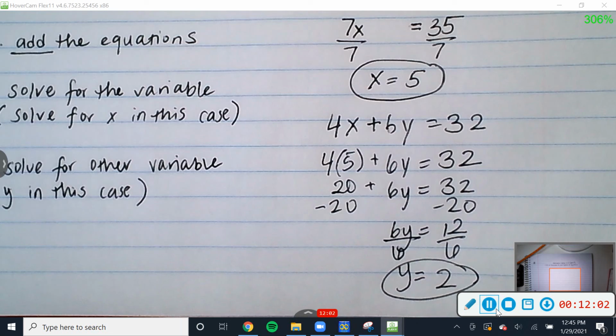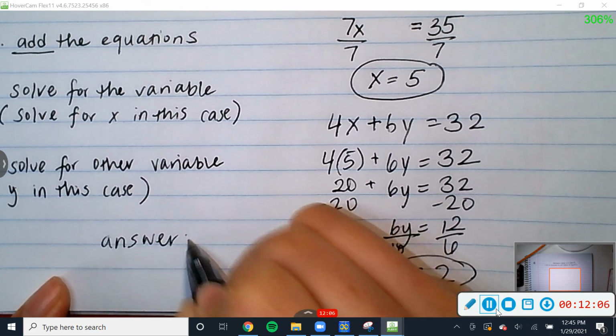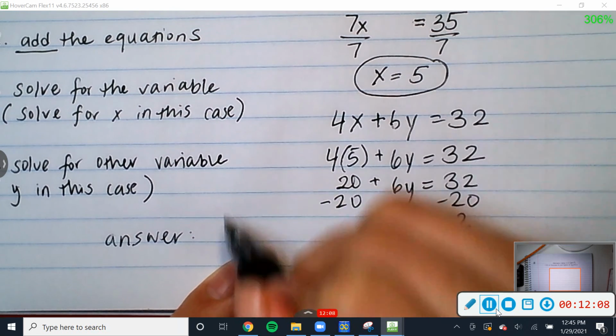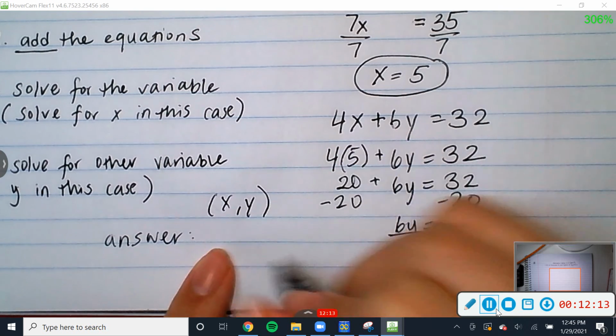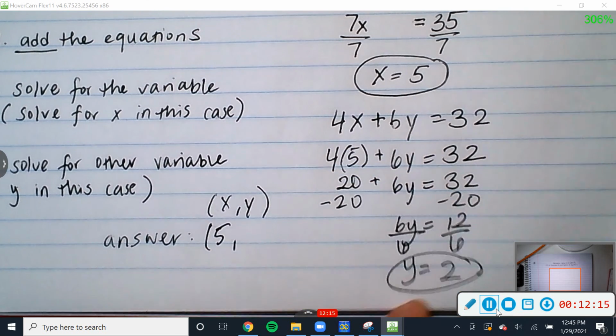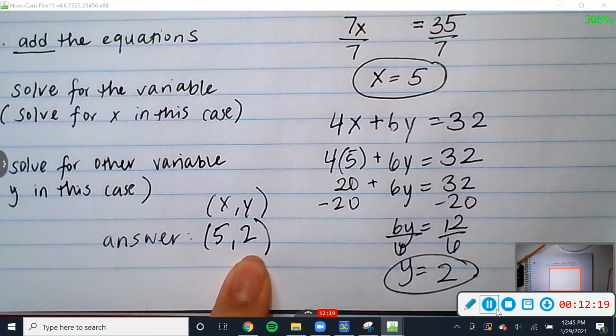Now that I've solved for x and y, I'm going to leave my final answer as a coordinate point, which means in the form x, comma, y. So x was 5, y was 2. So my final answer will be 5, comma, 2.